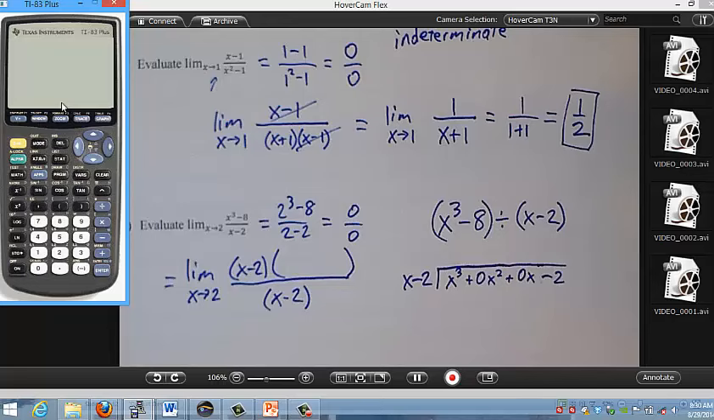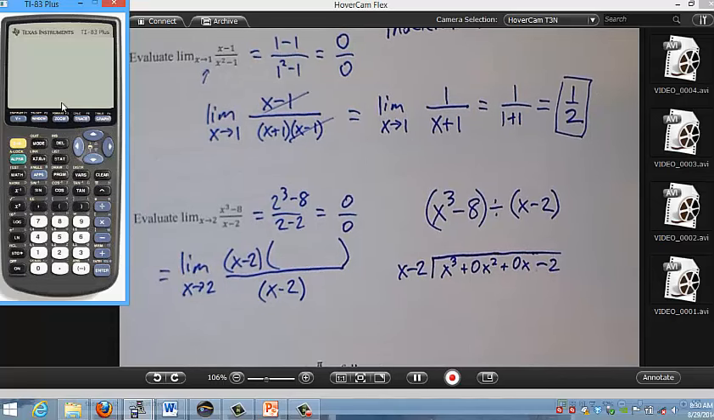Give me the name again. Sam said, let's try synthetic division, the fast way of doing this. The fast way of doing this is you just write down the coefficients: 1, 0, 0, and negative 8. That's all I need.